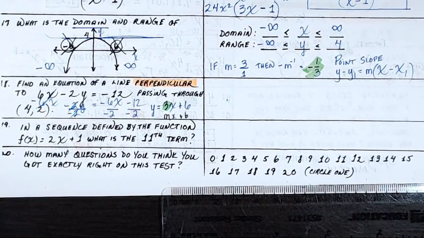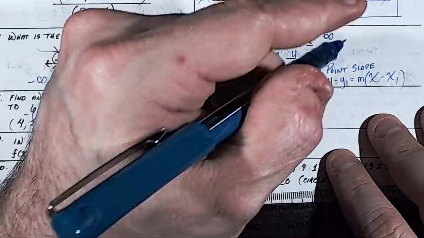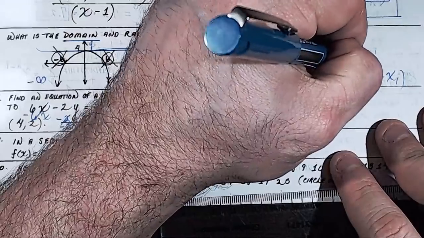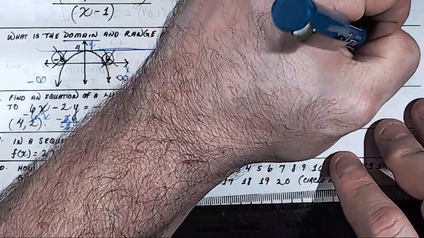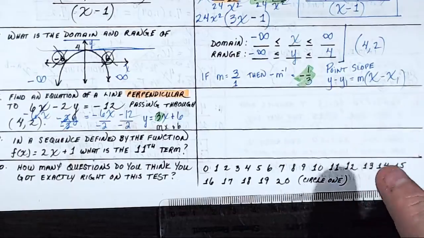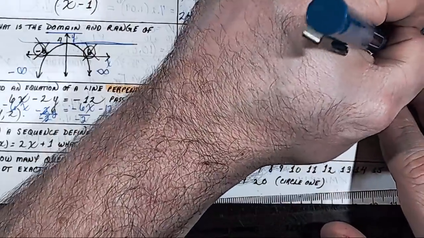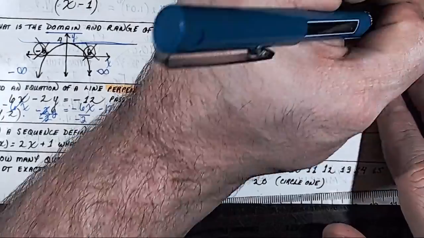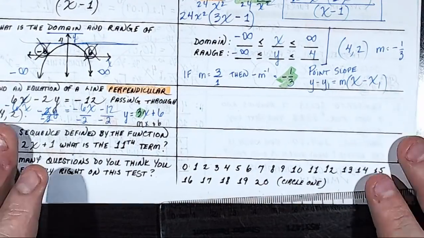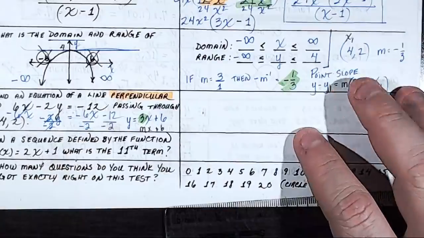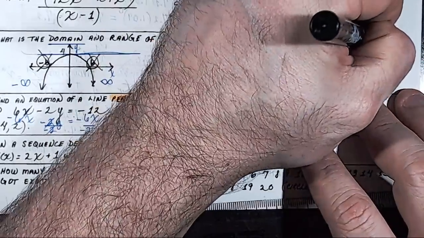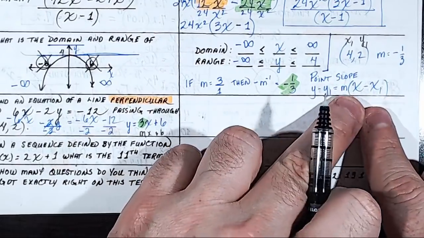So now it's a game of fill in the blank. I'm just going to carve off a little space here to work in. The point we were given is (4, 2). So we got a point and we have a slope, m equal to negative 1/3. So we can do this, guys. Now 4 is going to be our x1 and 2 is going to be our y1. So we're just going to fill in the blanks right here.